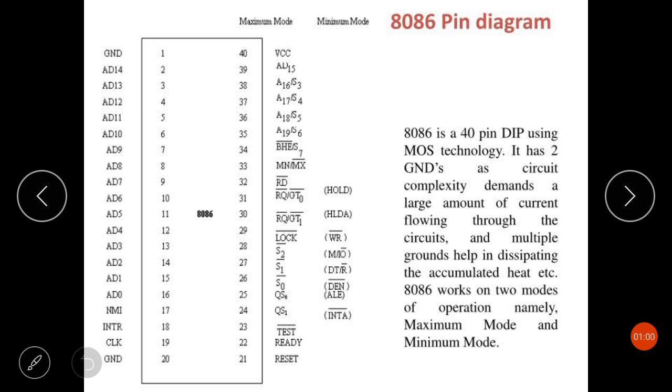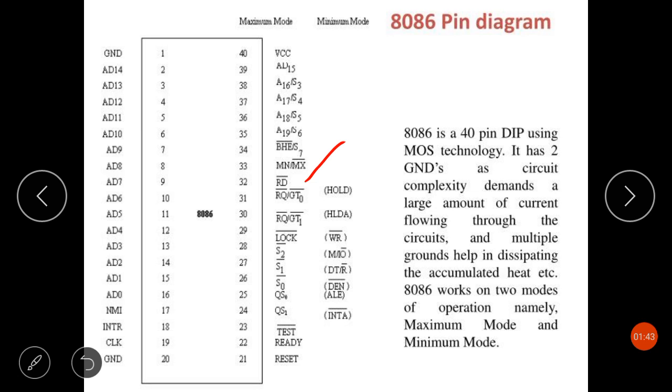In the maximum mode of operation, control signals are issued by the Intel 8288 bus controller, which is used with the 8086 microprocessor for this very purpose. The level of the MN/MX bar pin decides whether the microprocessor will work in minimum mode or maximum mode. When the MN/MX bar pin is high, the CPU operates in the minimum mode, and when it is low, the CPU operates in the maximum mode.